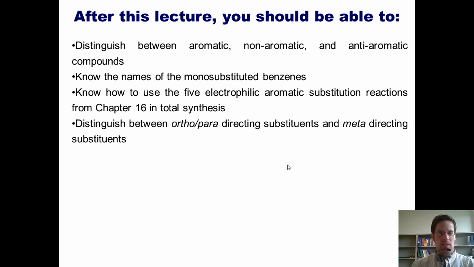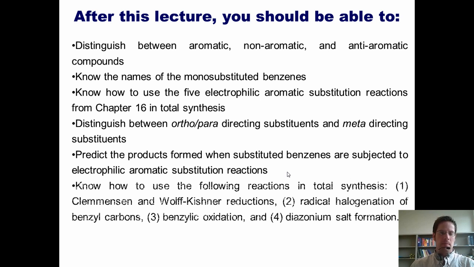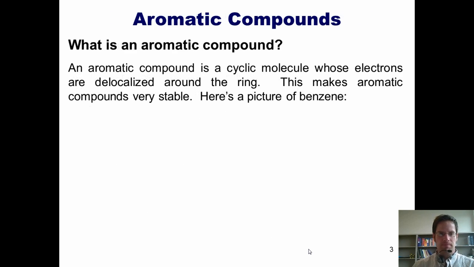16 in total synthesis, distinguish between ortho-para-directing substituents and meta-directing substituents, predict the products formed when substituted benzenes are subjected to electrophilic aromatic substitutions, know how to use the following reactions in total synthesis: Clemmensen and Wolff-Kishner reductions, radical halogenation of benzyl carbons, benzylic oxidation, and diazonium salt formation, and lastly, predict products and mechanisms of nucleophilic aromatic substitution.